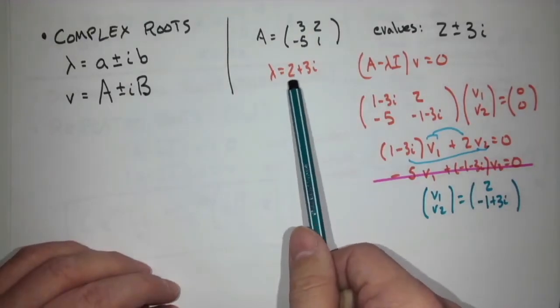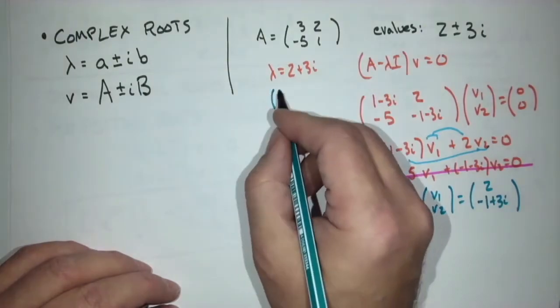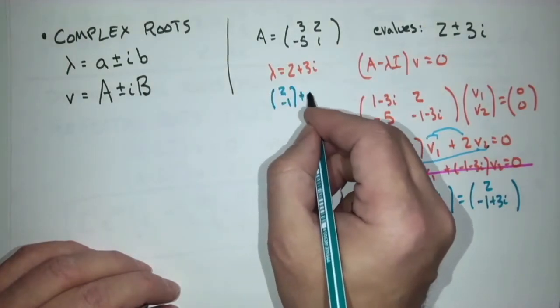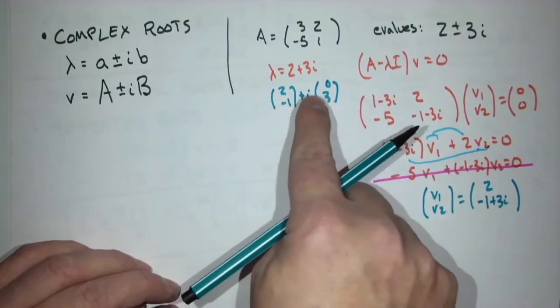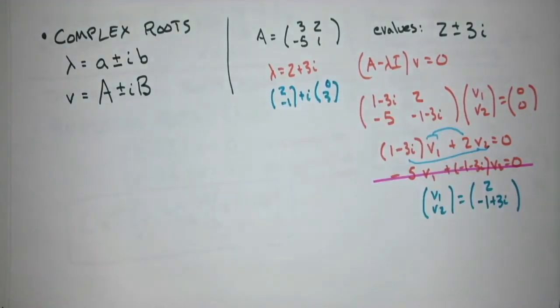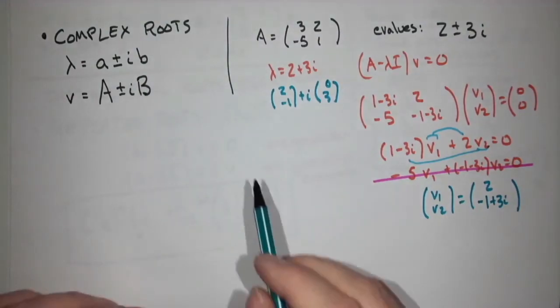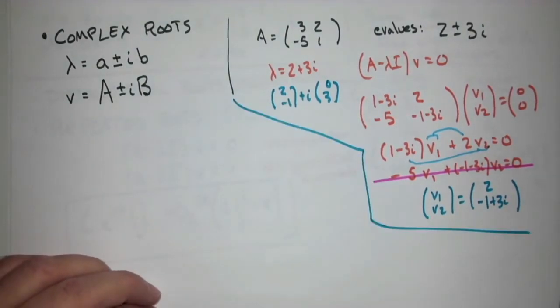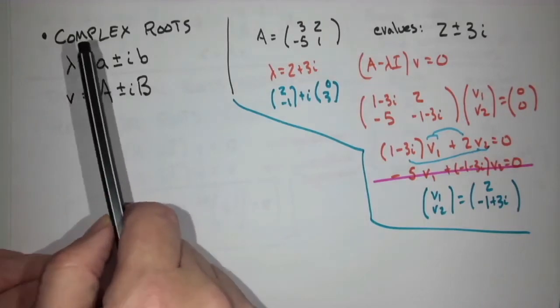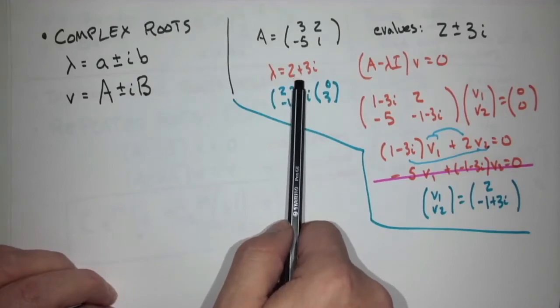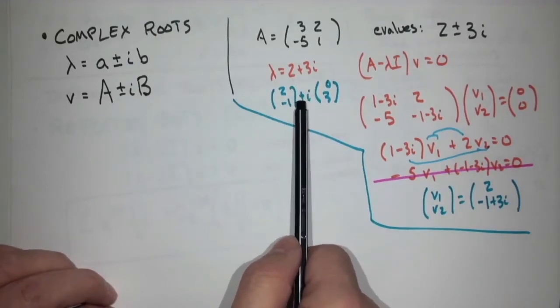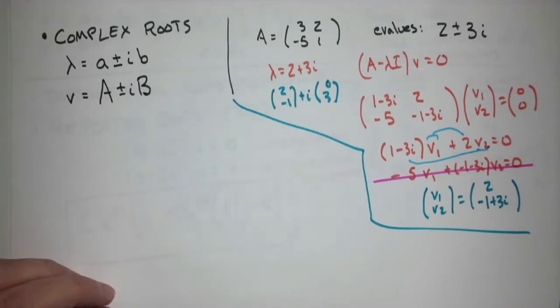So for this eigenvalue, your eigenvector can be split into a real part plus i times what we call the imaginary part. Great. But how does this help us with our solutions? We're not going to find the second eigenvector. It's actually a freebie. If I want 2 minus 3i, I just flip the plus to a minus, and that gives me my second one.